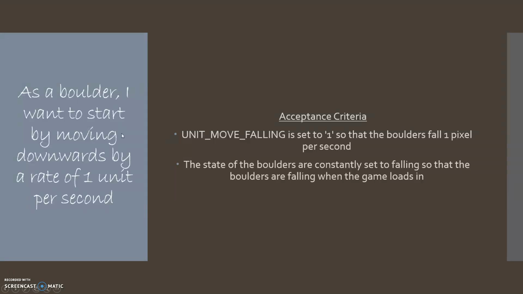As a boulder, I want to start by moving downwards at a rate of 1 unit per second. And I set my unit move falling to 1 so that the boulders fall 1 pixel per second. And the state of the boulders is constantly set to falling so that the boulders are falling when the game loads in.